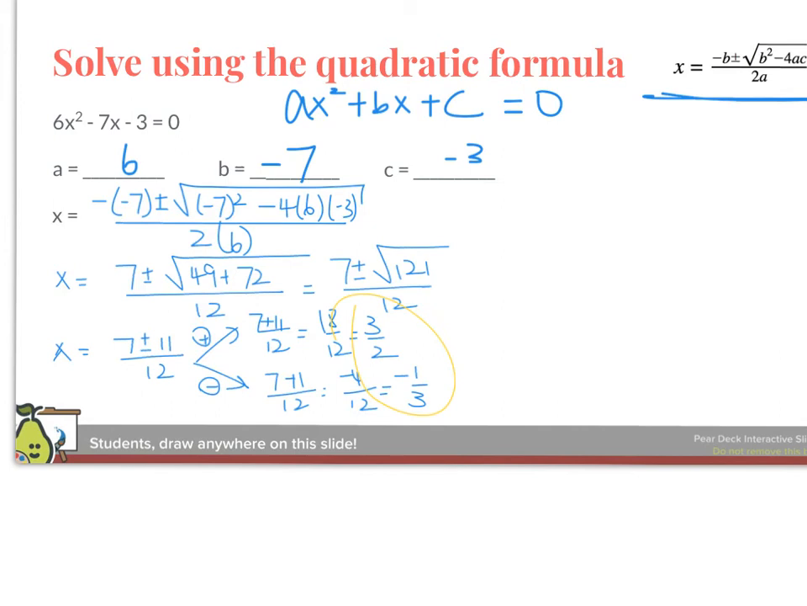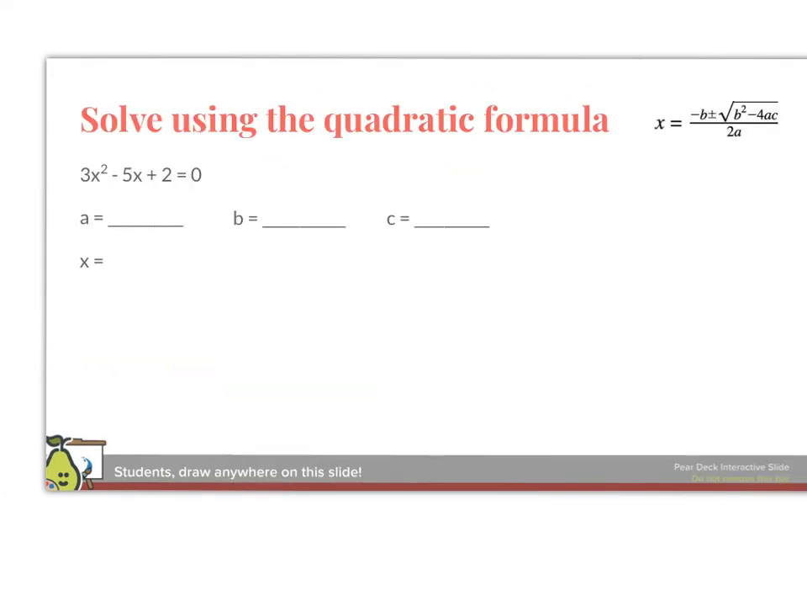To recap, we compared this equation to our standard form. We isolated our a, b, and c. We then substituted them into the formula and evaluated the formula to get our two roots, 3/2 and -1/3. Let's try this one more time.